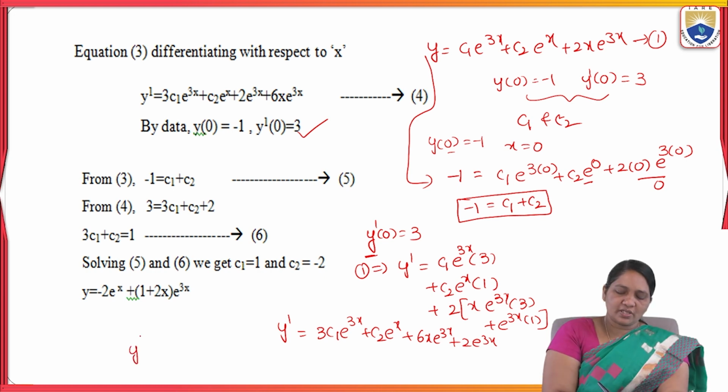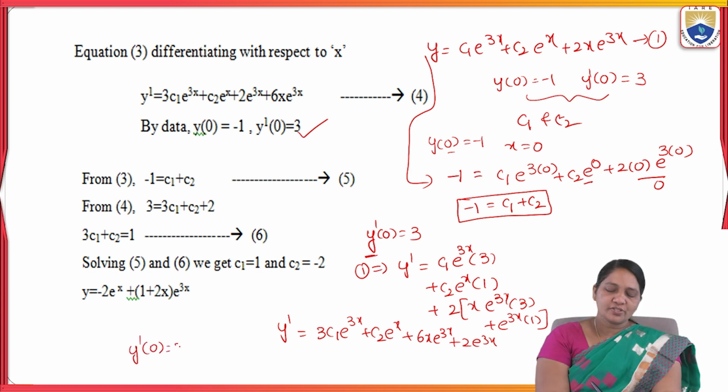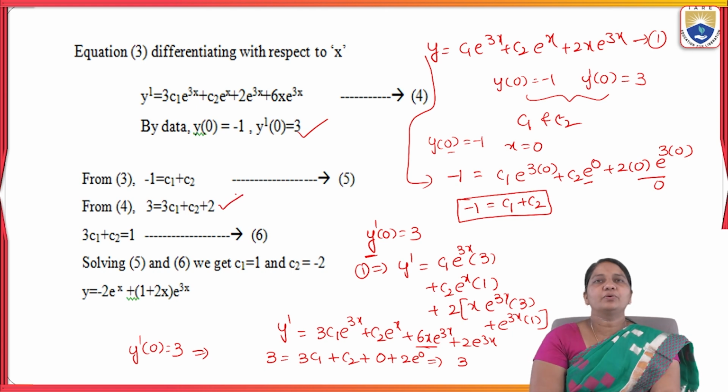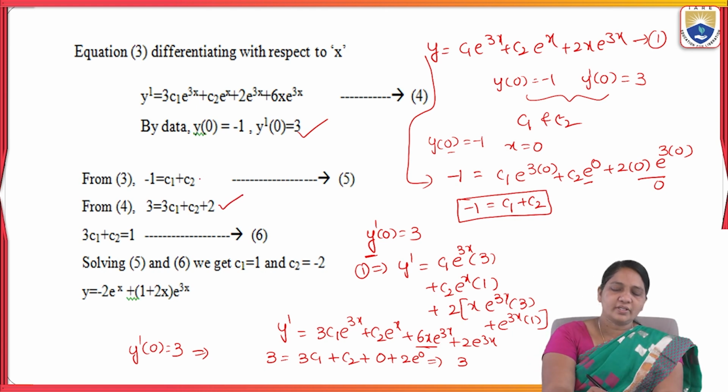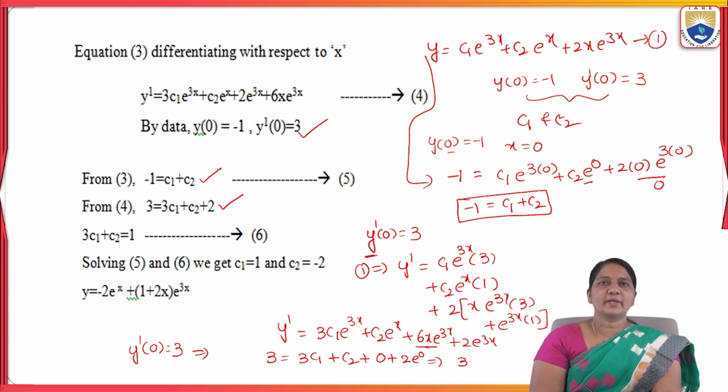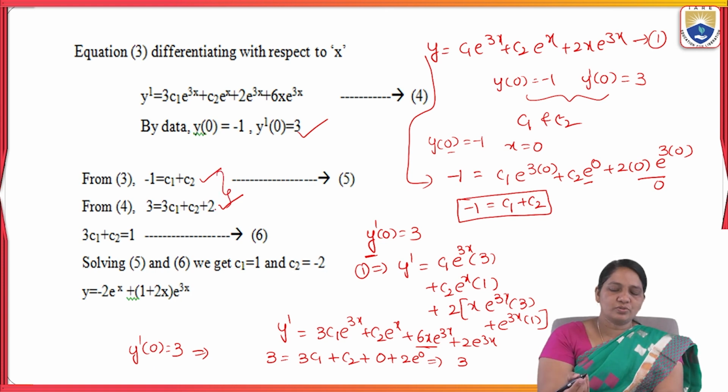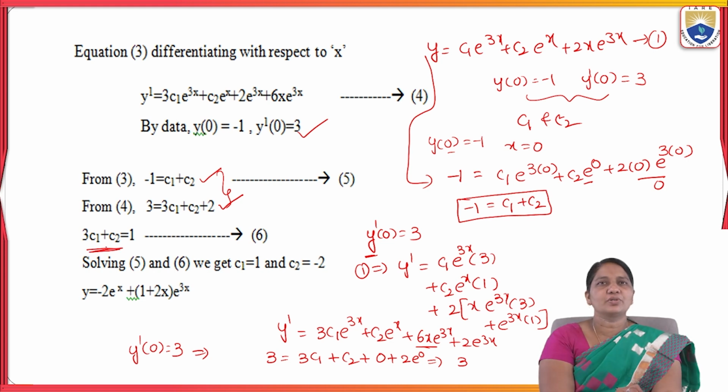Now I use the condition y dash of 0 equal to 3. Applying it, 3 equal to 3C1 e power 0, which is 1, plus C2 e power 0, which is 1, plus the x term is 0, and 2 into e power 0 is 2. So finally I get 3C1 plus C2 equal to 1. We already have C1 plus C2 equal to minus 1, so we solve these two equations.